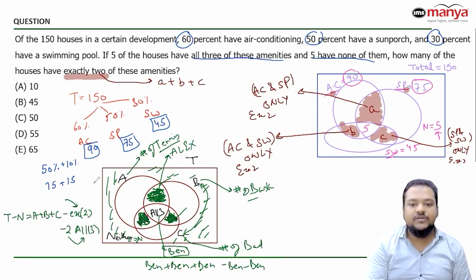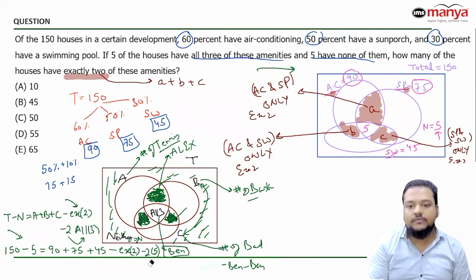Now let's wrap up the question. As per this question, let me put the values here. Total is 150 and neither is 5. A is 90, B is 75 and C is 45. Now I have to subtract exactly 2, which we need to figure out, and minus 2 times of all 3, that is 5. So I have put all the values of this Venn diagram into the formula. Now you just have to calculate the final value.